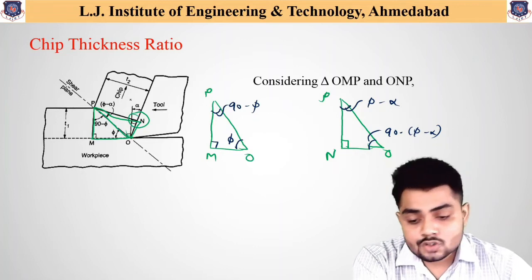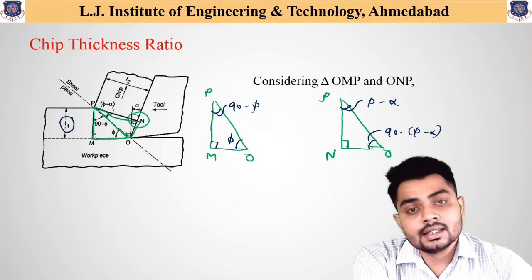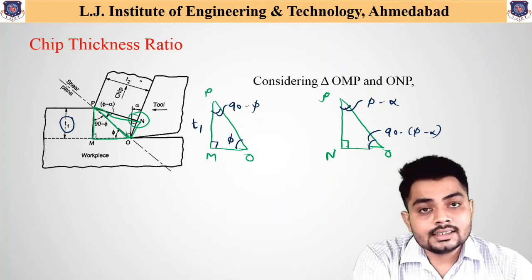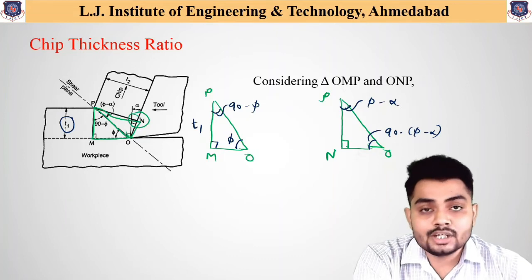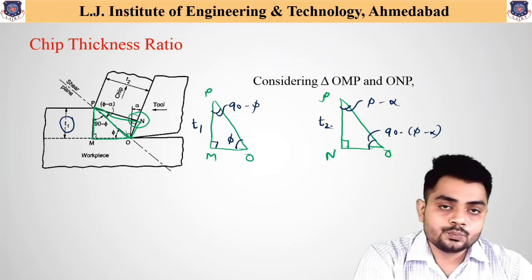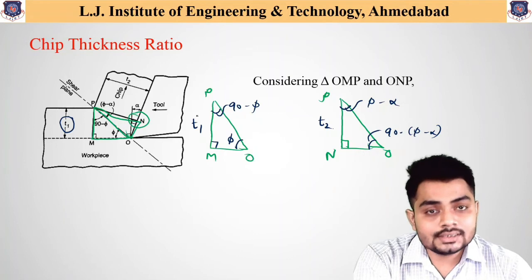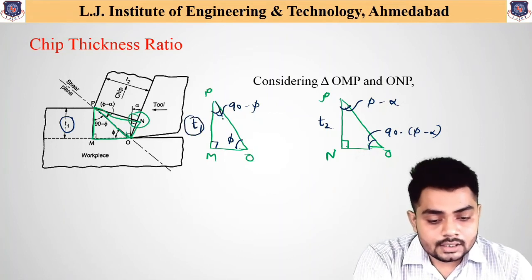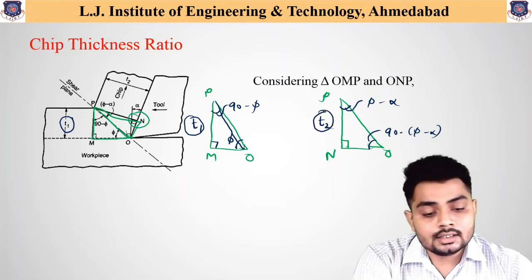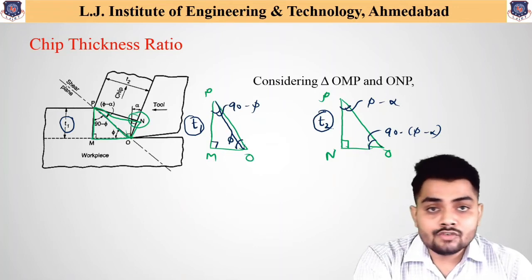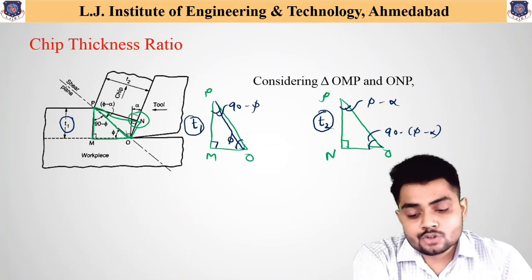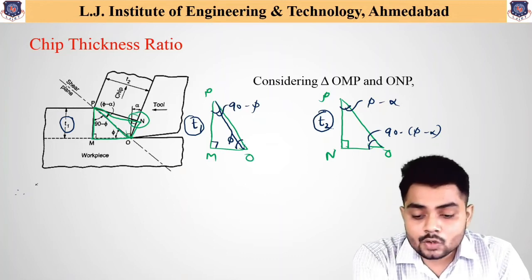Now let us see what is the value of MP. We can see over here, this is nothing but the uncut chip thickness, so it is indicated as T1. Similarly, T2 is nothing but the value of NP, which is the cut chip thickness. So now let us use the equation to consider T1 and OP. Similarly, over here consider the equation which consists of T2 and this particular value of OP, because we now want to relate these two triangles. First one is OMP and the second one is ONP. So now write the equation for the case of triangle OMP.